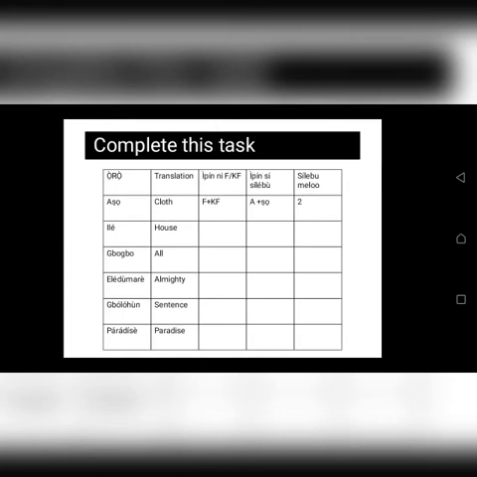Right, now you have an assignment. You are going to complete this table for me. I've done one as an example. You can see aṣọ. Aṣọ means cloth. So how many syllables do we have? The first letter is a vowel plus ṣọ, that is consonant sh and vowel o. So vowel plus consonant-vowel will give us aṣọ. How many syllables? That is 2. So I want you to do for ilé, gbogbo, elédùmarè, gbólóhùn, and paradise. So when you are done, you can forward your answers to me.